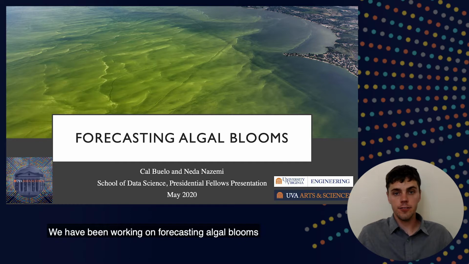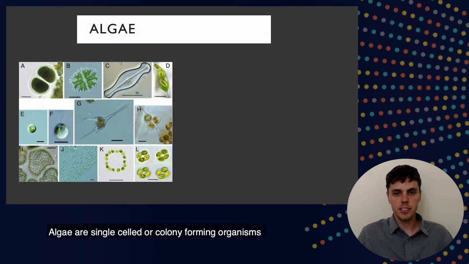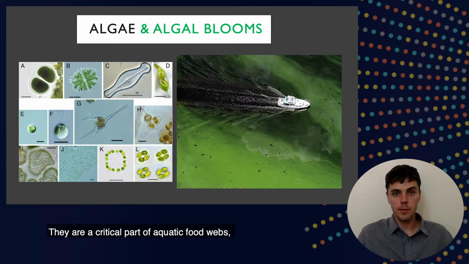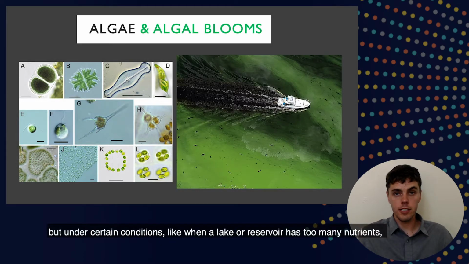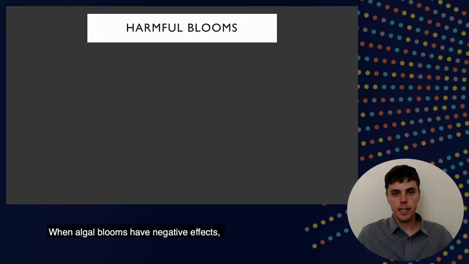We have been working on forecasting algal blooms, such as the one that you can see here. Algae are single-celled or colony-forming organisms that convert energy from sunlight into fuel, just like plants do on land. They're a critical part of aquatic food webs, but under certain conditions, like when a lake or reservoir has too many nutrients, they can become overabundant and form blooms.